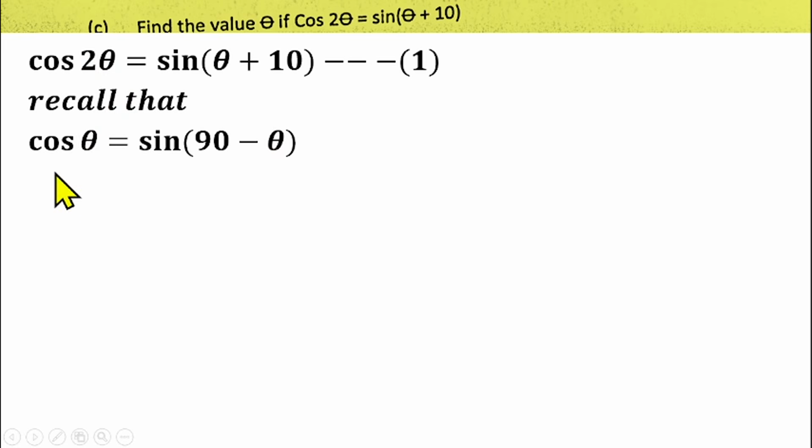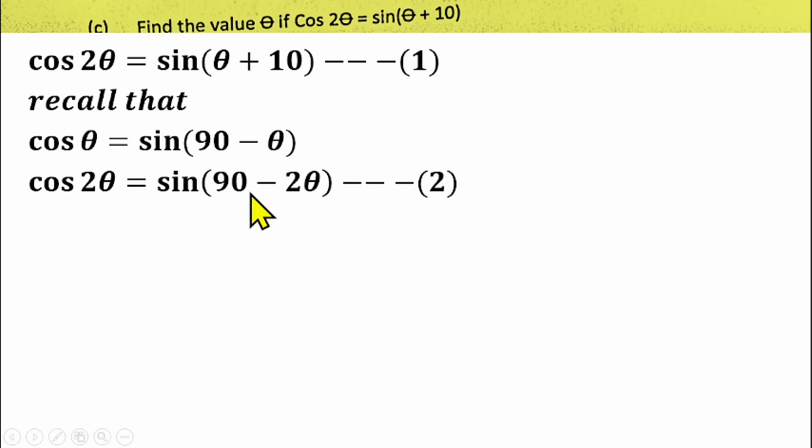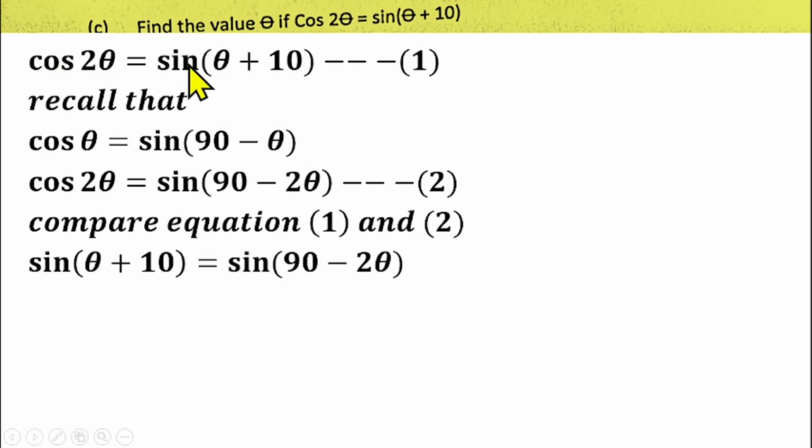So that means I will be having cos 2 theta equals sin 90 minus 2 theta, which I can call equation 2. Cos 2 theta is equal to this in equation 1, and cos 2 theta is also equal to this in equation 2. So cos 2 theta will take care of cos 2 theta. I will be having sin theta plus 10 equals sin 90 minus 2 theta. Then sine would cancel sine. I'll be having theta plus 10 equals 90 minus 2 theta.